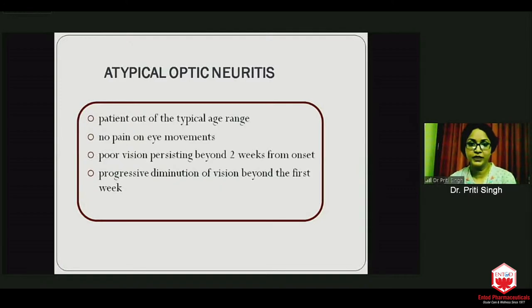Features of atypical optic neuritis are: patient out of the typical age range, no pain on eye movements, poor vision persisting beyond 2 weeks from the onset, and progressive diminution of vision beyond the first week. So whenever you find features of atypical optic neuritis, do thorough investigations to find out other causes of optic neuritis, that is, other than the demyelinating disorder.